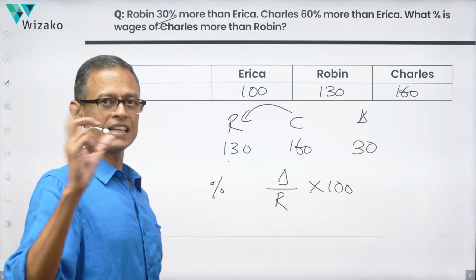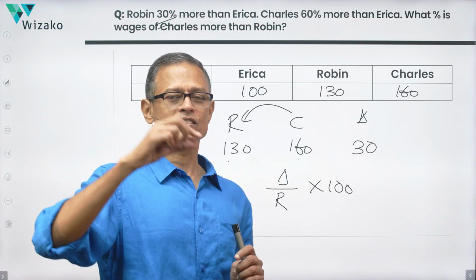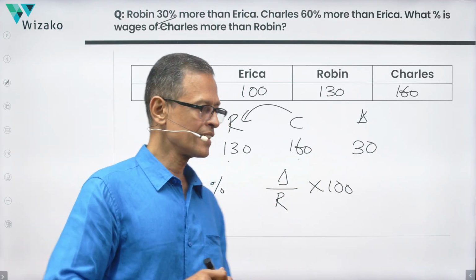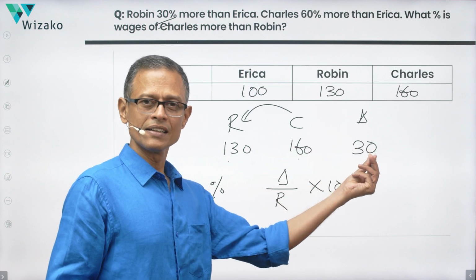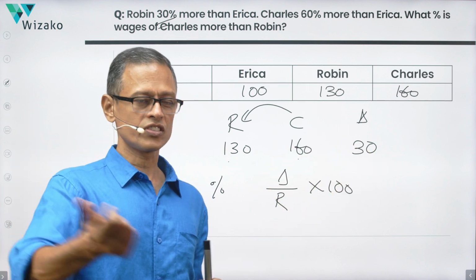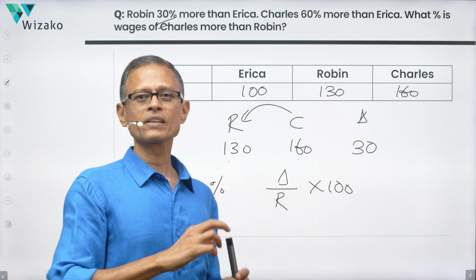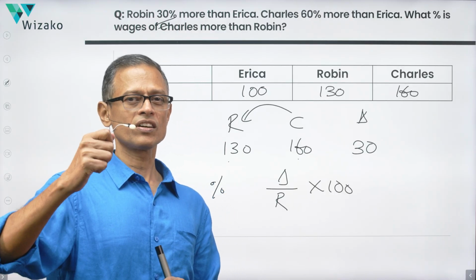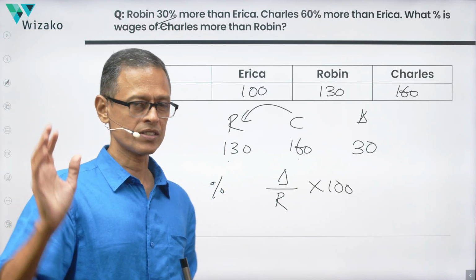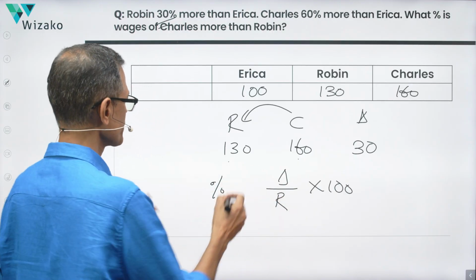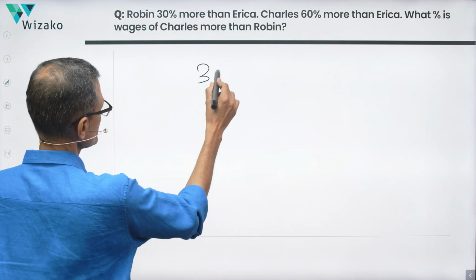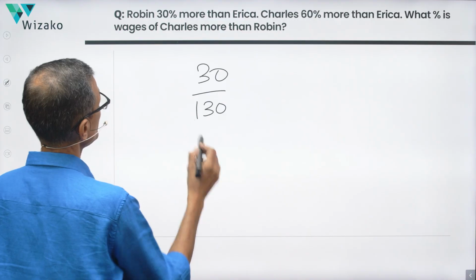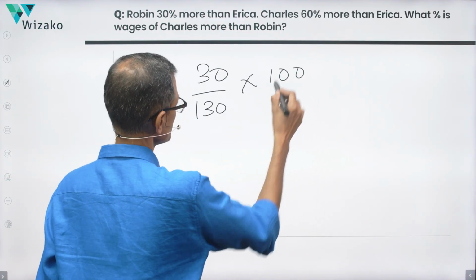Because if the question had been, what percentage are Robin's wages lesser than Charles', the delta will be the same 30. Now we are comparing Robin in terms of Charles. So the base would have been Charles' salary. The original question that we are trying to solve is essentially what percentage is Charles' wages more than that of Robin's. So base is going to be Robin's wages. Delta is 30 divided by Robin's wage, which is 130, times 100 is what we have.